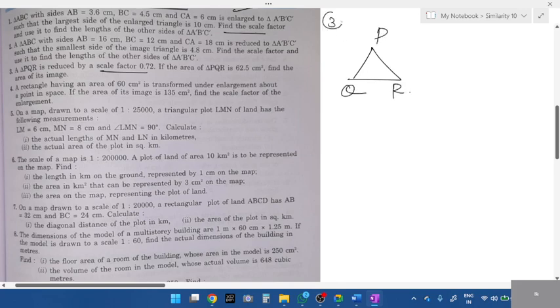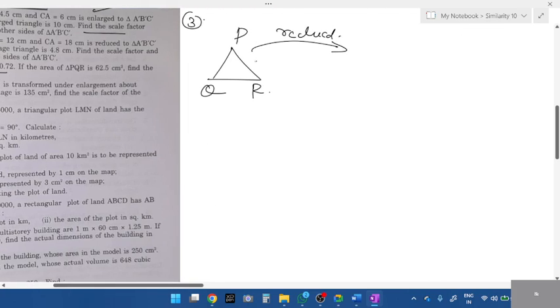Third question. Look at the third one. A triangle PQR is reduced to a scale factor. So this triangle is increased or reduced, students? What is the word given? Reduction or enlargement? Reduced. Look here, reduced. Which means PQR is the actual image. For actual image, we don't draw dash. If it is reduced, look here, it becomes small like this. P dash, Q dash, R dash.